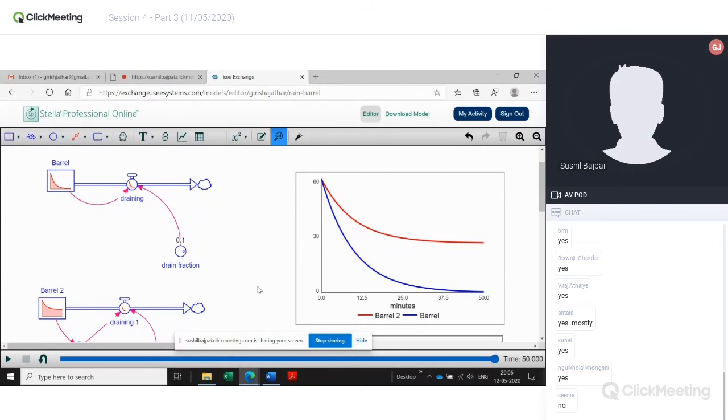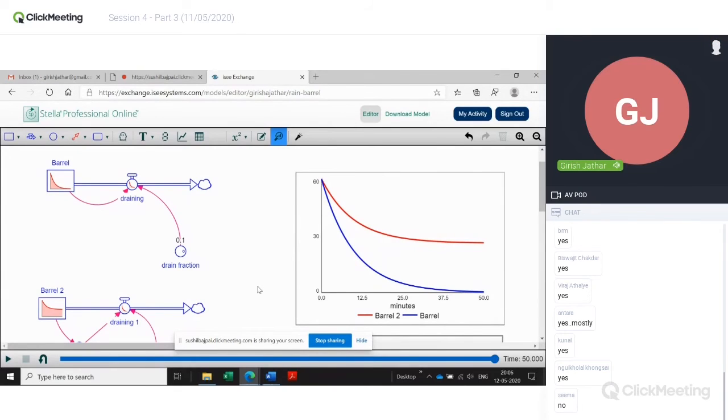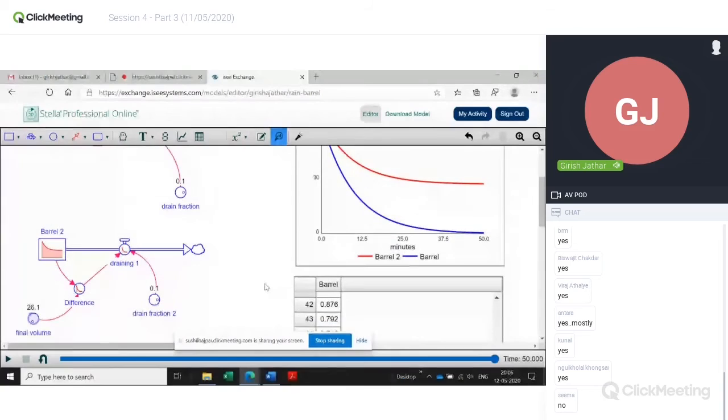Okay, now, shall we check the comparison in the causal lens? Not yet. But what we want to do is we want to see something else. We want to also compare the halving time, and we said the halving time is dependent on drain fraction. Okay, now let's change the drain fraction.